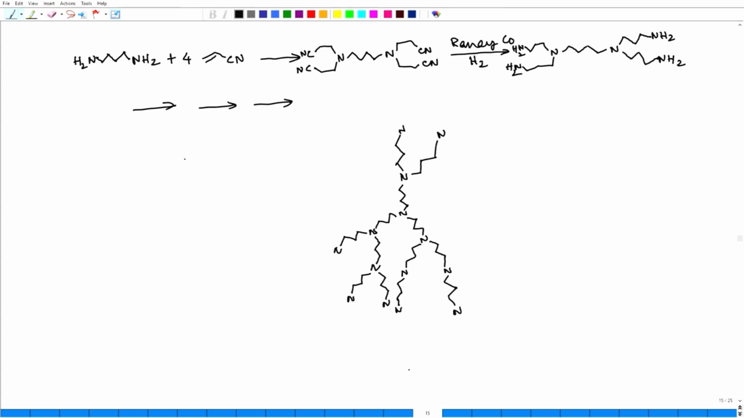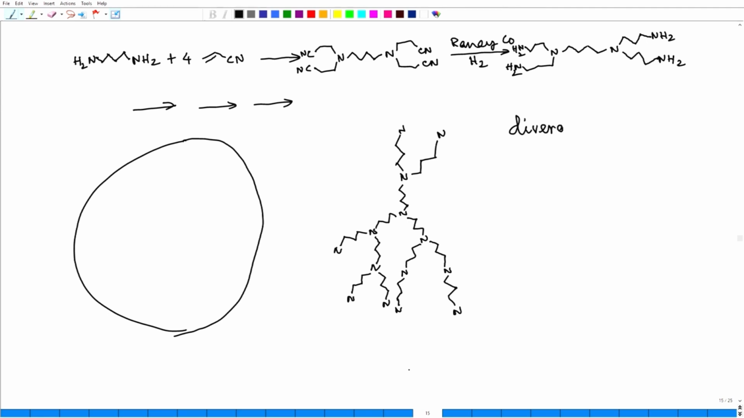Then what do you get? You get a huge ball, okay, and that is called a dendrimer. So, you get a dendrimer, and what I just showed you, this method of synthesis, is called the divergent method. This is the divergent method of synthesis of this compound.